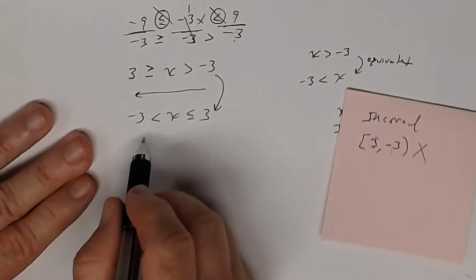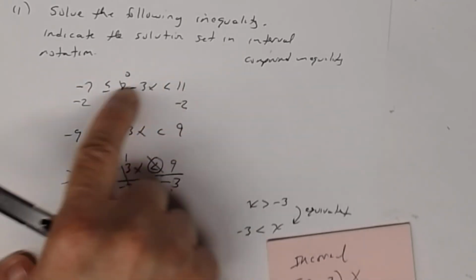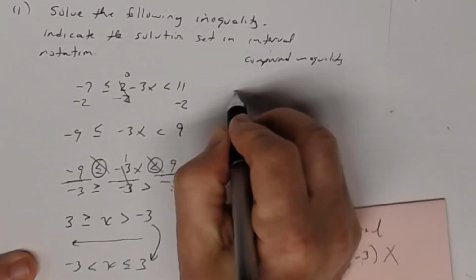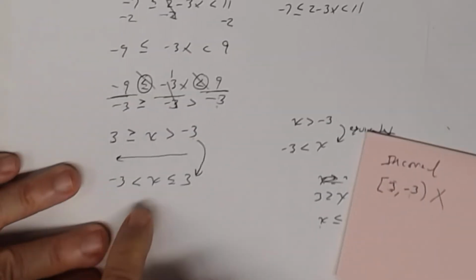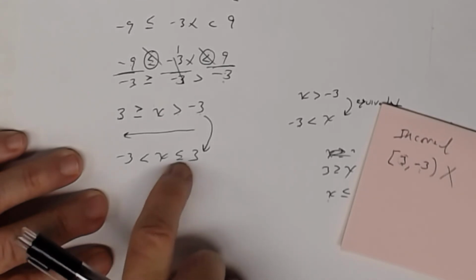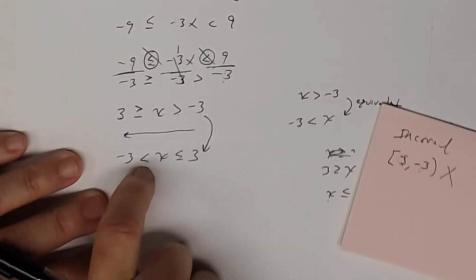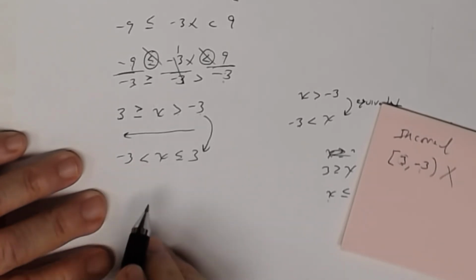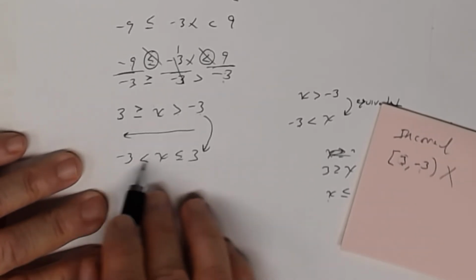So now when we put it in interval notation, what I found is this. I found the solutions to this compound inequality I had earlier. So any real number between negative 3 and 3, including 3, because remember the equal sign means 3 is a solution. This has no equal sign right here. So that means negative 3 is not a solution. But any real number between those.